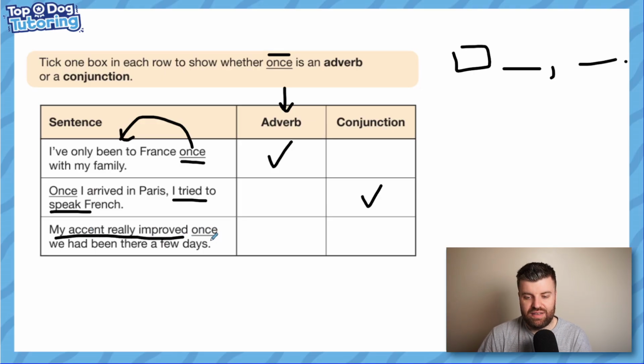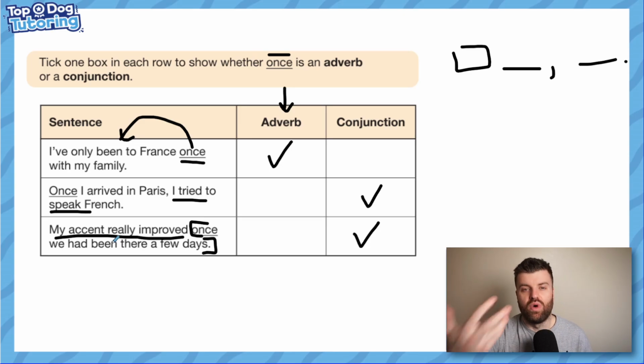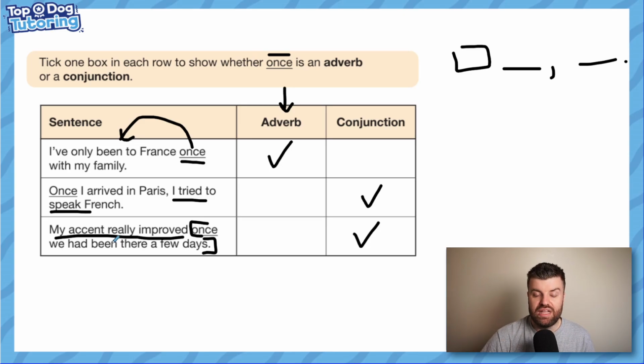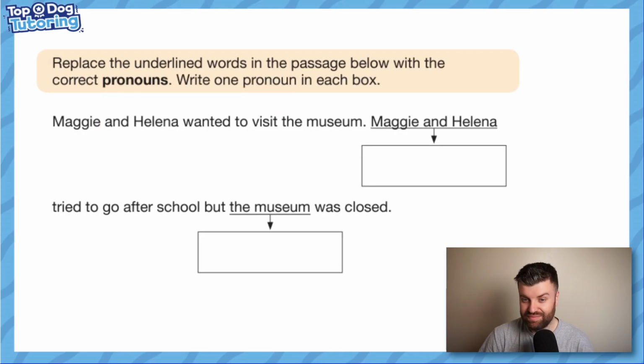Once we had been there for a few days. This is a whole new clause on the end being joined together by a conjunction. My accent really improved once we had been there a few days. My accent really improved once I'd put some effort into trying. My accent really improved once ages ago. That's not what that's doing here. It's not an adverb in this case. It's a conjunction joining clauses together. Really tricky, but nevertheless, I wanted to move on to the last type of question.